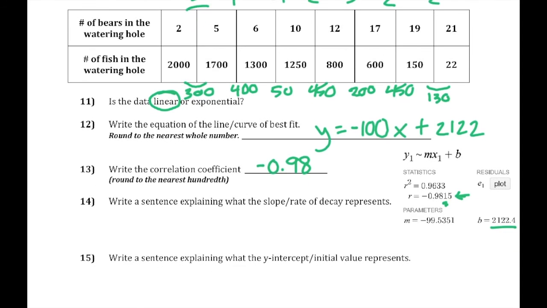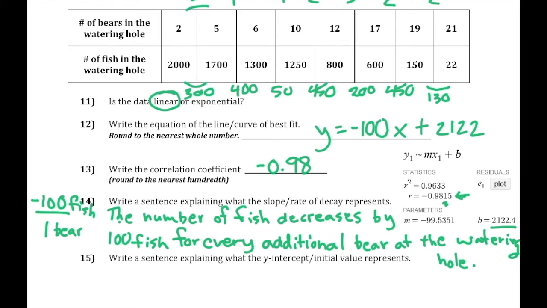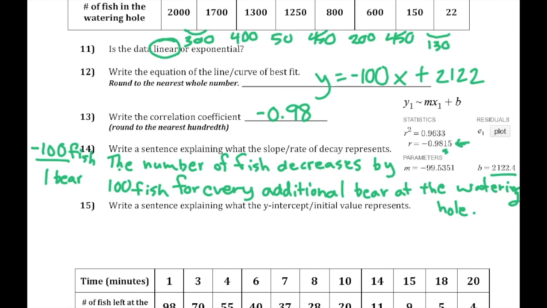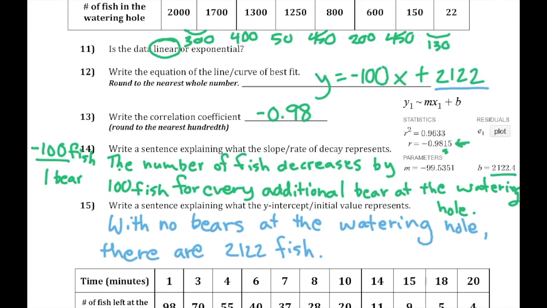Okay, writing a sentence explaining what the slope or rate of decay represents. So our slope here is saying that for every one bear, think about the fraction here, negative 100 over 1. One bear, negative 100 fish. So we can say the number of fish decreases by 100 fish for every additional bear at the watering hole. Number 15, write a sentence explaining the initial value. That's the 2,122. So we can say, with no bears at the watering hole, there would be about 2,122 fish.